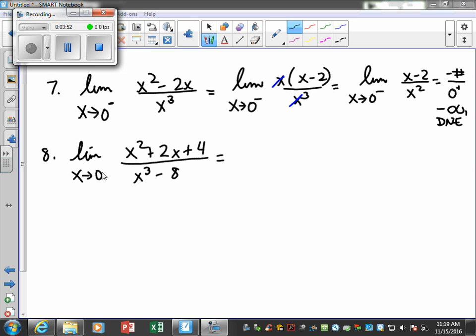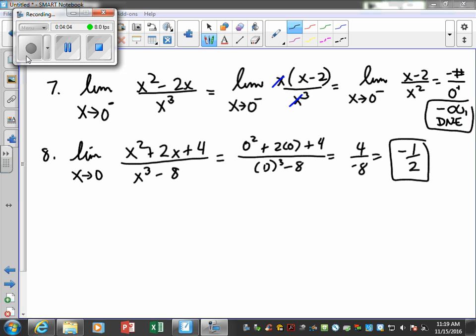Okay, try direct substitution. If I plug 0 in, I will get a number in the numerator and a number in the denominator. So basically, I'll be able to use direct substitution here.